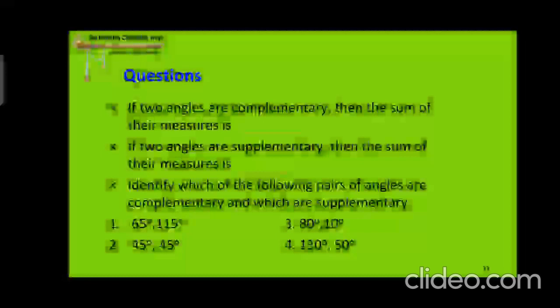So here are a few questions for you all to answer. First question, if two angles are complementary, then the sum of their measures is dash. Second question, if two angles are supplementary, then the sum of their measures is dash. And the third question is, identify which of the following pairs of angles are complementary and which are supplementary. You know the condition, right? For complementary and supplementary, you have to add them and check whether it is complementary or supplementary, and write the answer as complementary or supplementary. Here are a few questions, 1, 2, 3, 4. Please write it.